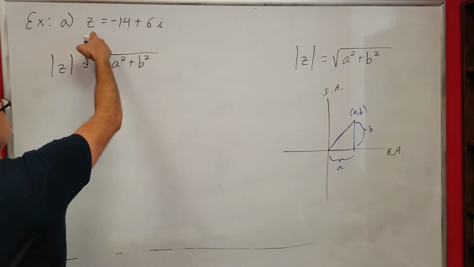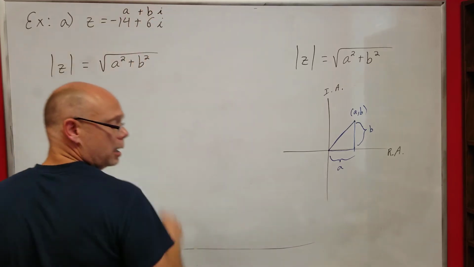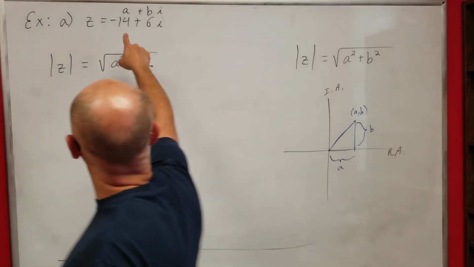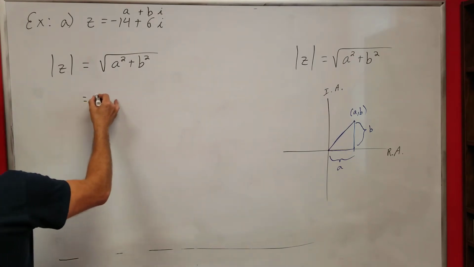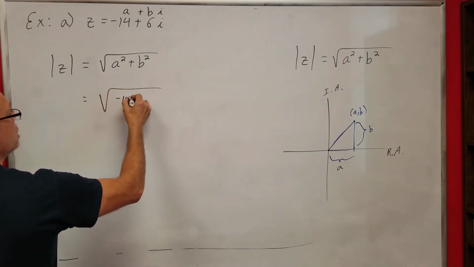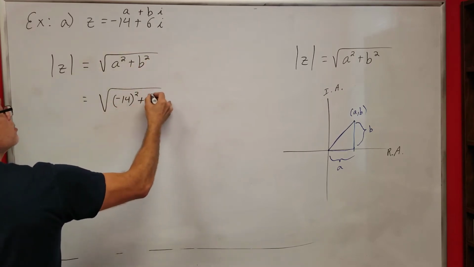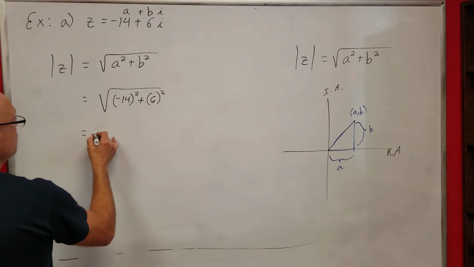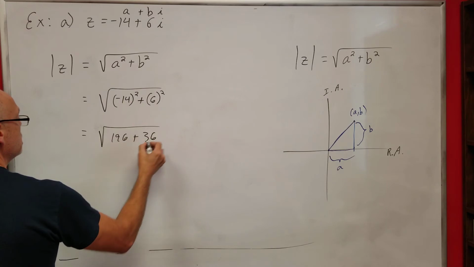Now what is a in this case? Remember, this is the form a plus bi. Yeah, so a is negative 14 and b is 6. So this will be the square root of negative 14 squared plus 6 squared, right? What is that? The square root of 196 plus 36, I believe.